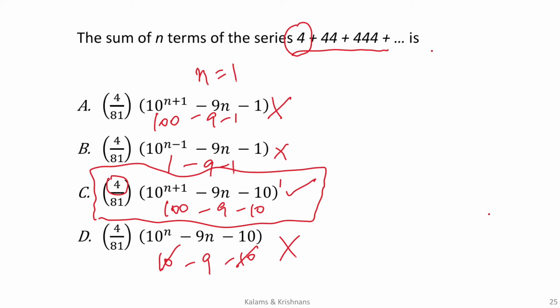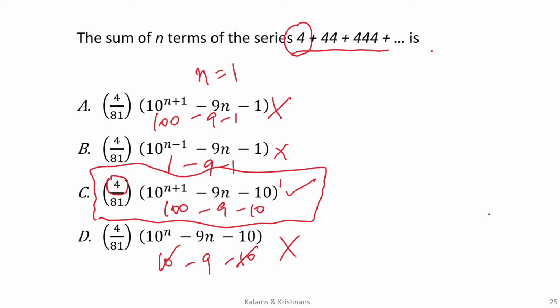This is not some crazy series like 1 plus 1 by 2, Ramanujan series and all. It's a very simple series. Okay, we get a negative number. B is wrong. 10 power n plus 1. So 100 minus 9 minus 10. What is this? 81. 81 by 81 gets cancelled. What we are left with is 4. Okay, right now this thing satisfies.